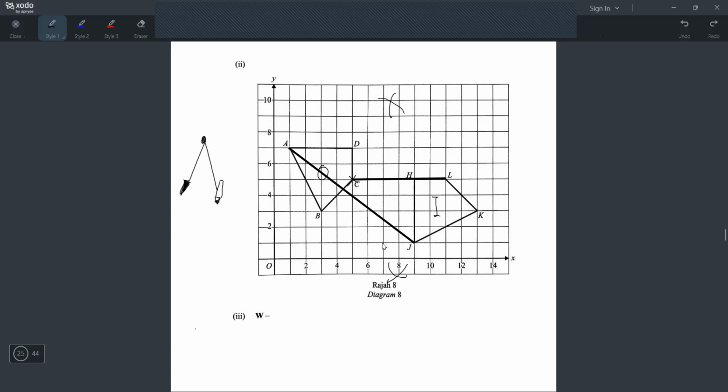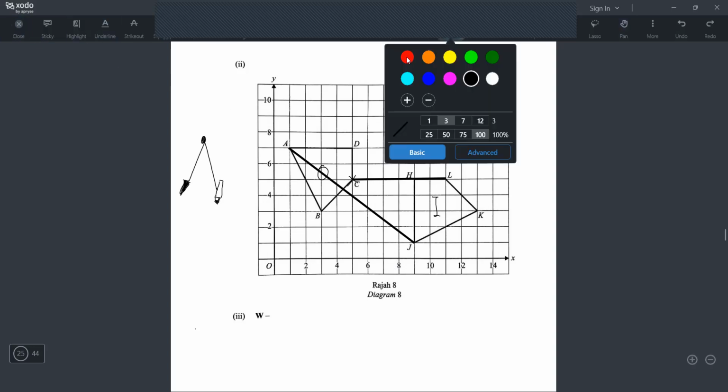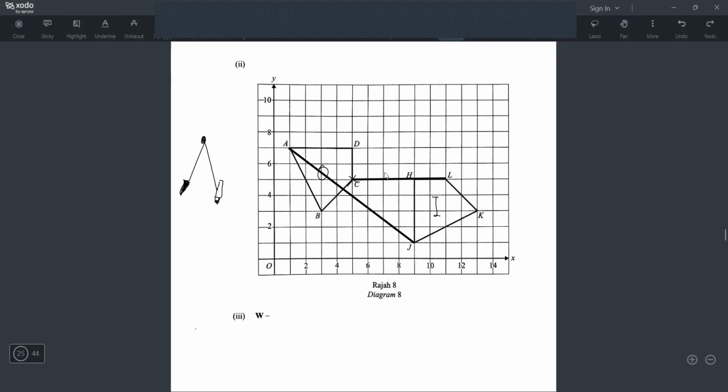But of course, I can't show you now because I'm using my laptop to do it. So I'm just going to tell you the result. After you do that, you will get a straight line that looks like this. I'll use red color. Okay, like this. You will get a straight line that looks like this.